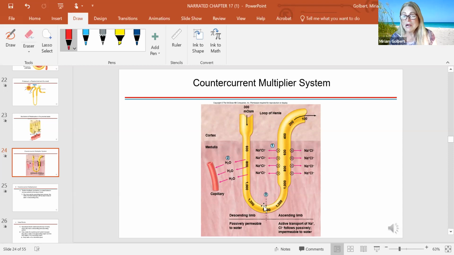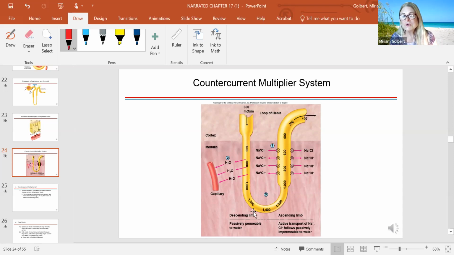And why we have been concentrating this fluid here is because water is going out of the tubule into the medulla, and immediately that water is going to get reabsorbed into blood. Remember, we have to reabsorb at least 179 liters a day. So what we're doing in this countercurrent multiplier is we're concentrating the medulla so we can draw water out of the tubules, and that water then can go into the blood.